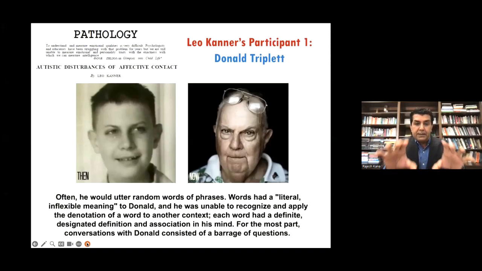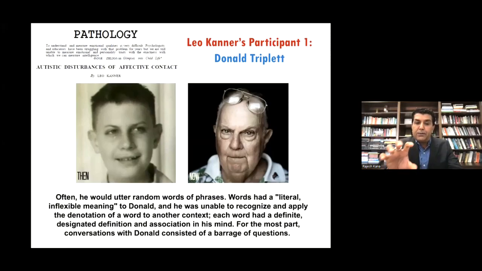And immediately at the bottom, you can see 2 pictures there. That's one of the cases described in Kanner's paper. It's a set of case studies described in that 1943 paper. This is the first case, or first participant. His name is Donald Triplett. The picture on the left is his childhood picture. He was 11 years old at that time. And on the right is the picture when he was much older. Donald Triplett died a few months ago in 2023.